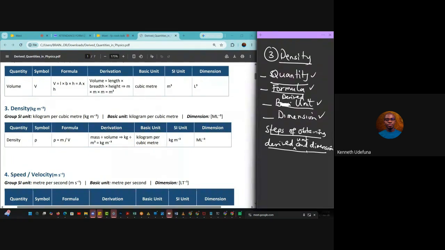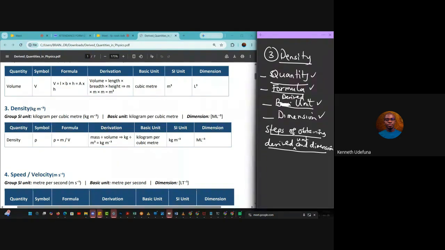And also your dimension. So the steps are, first of all, what quantity are we talking about? Secondly, you have to know the formula of that quantity. Third, from that formula, you get the derived units. Then from the derived units, you can now get the dimension. I hope that is clear. If that is clear, please leave a reaction. Okay, so these are the steps that we need to take note of.